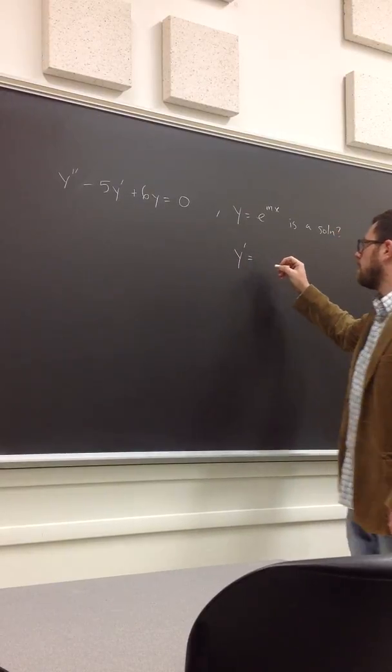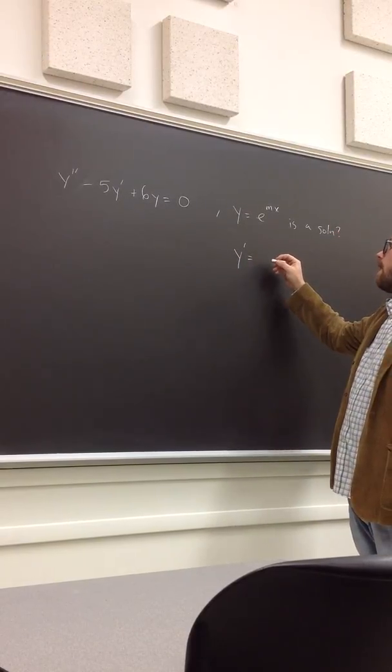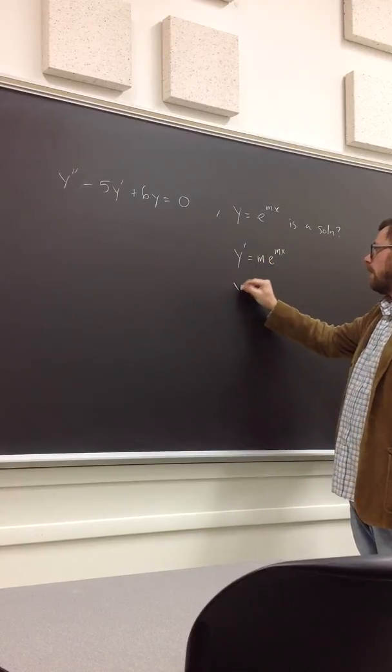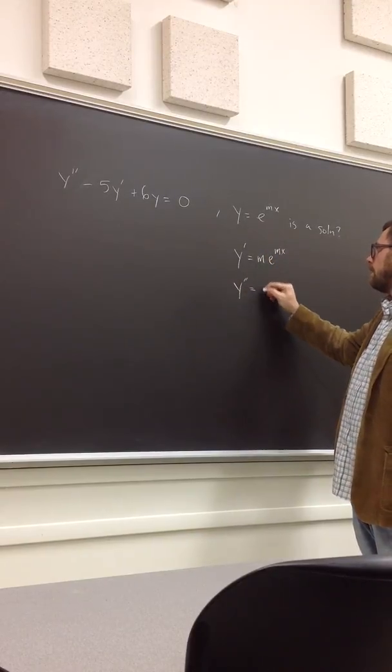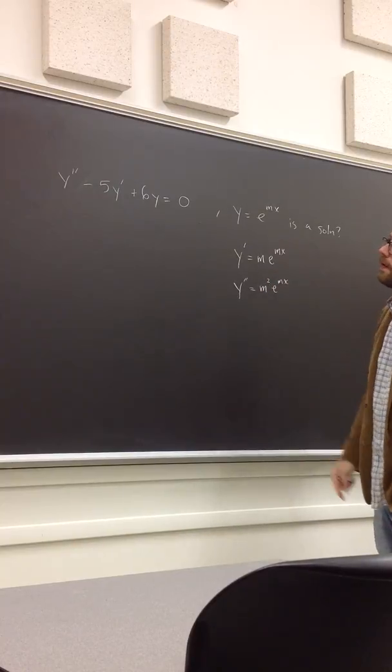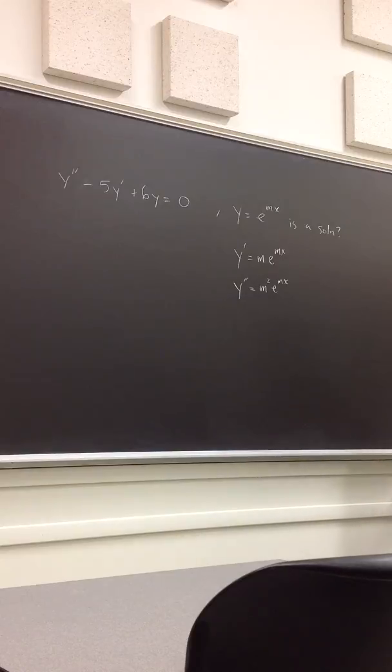What is y prime? y prime is m e to the mx. And then y double prime? m squared e to the mx. Now remember, in order for this to be a solution, the left and right-hand side have to be identical. So the left-hand side will have to be equal to 0 for every single x, right?